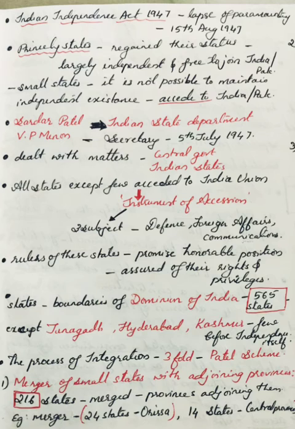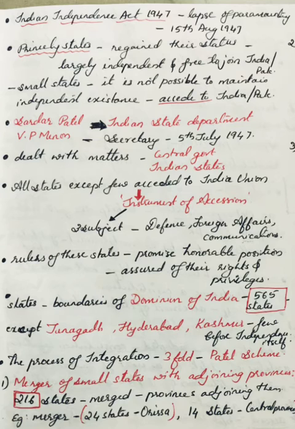The Indian Independence Act of 1947. You all know the provisions of this act. This Indian Independence Act of 1947 declared the lapse of paramountcy with effect from 15th August 1947. In this act, they were planning to have a temporary government, or temporary independence, for Indians. With this, the princely states regained their status, became legally independent, and were free to join India or Pakistan.